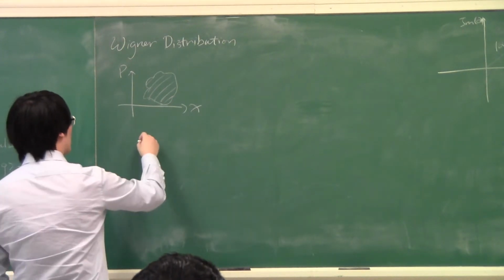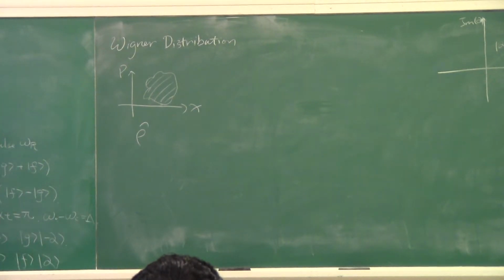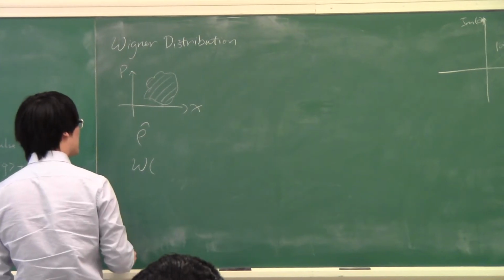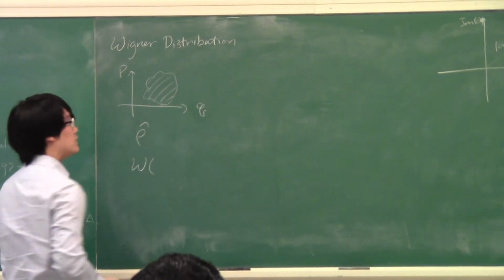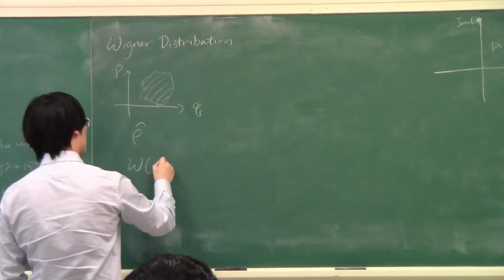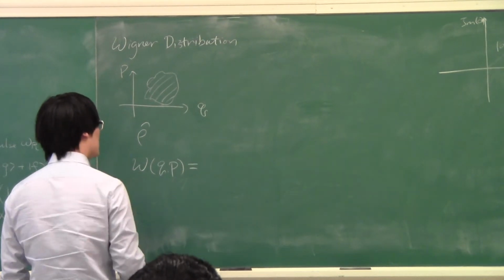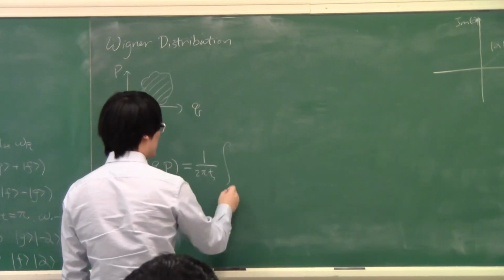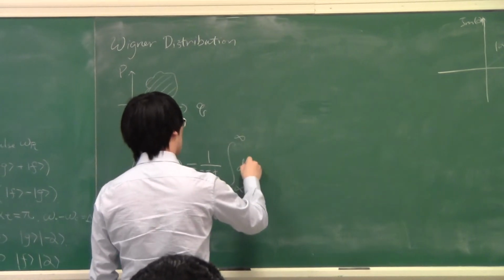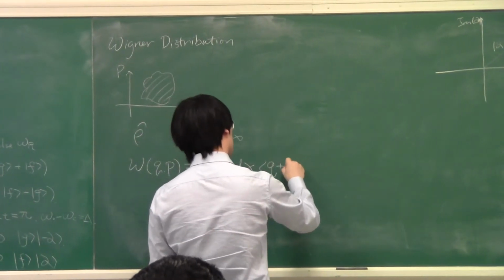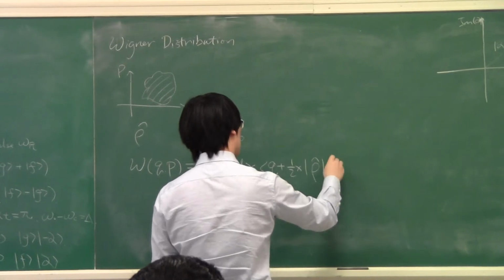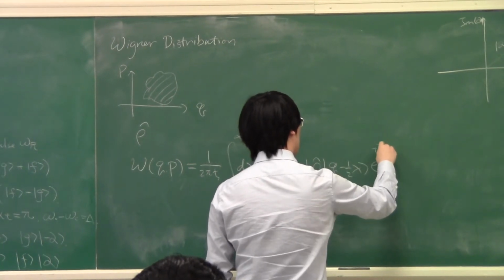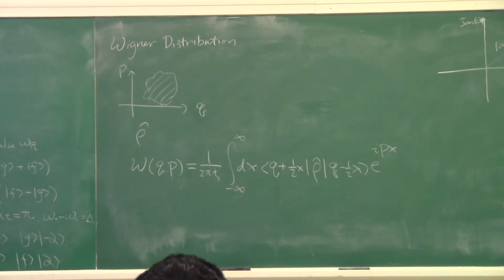If we have some density operator rho, the Wigner function of this density operator is given by, and let me use the standard notation Q instead of x, W(Q, P) equals 1 over 2 pi h bar, integral from minus infinity to infinity dx. So this is defined as the Wigner distribution.